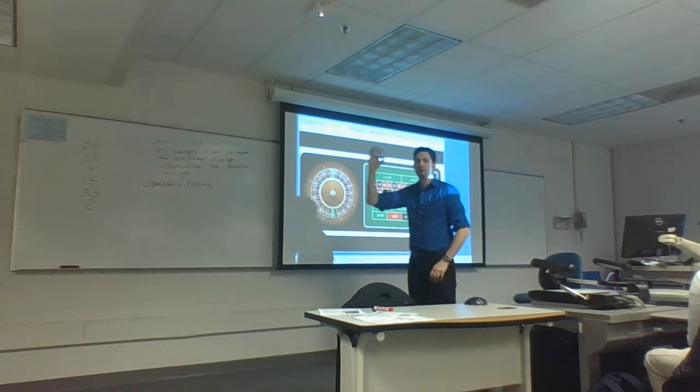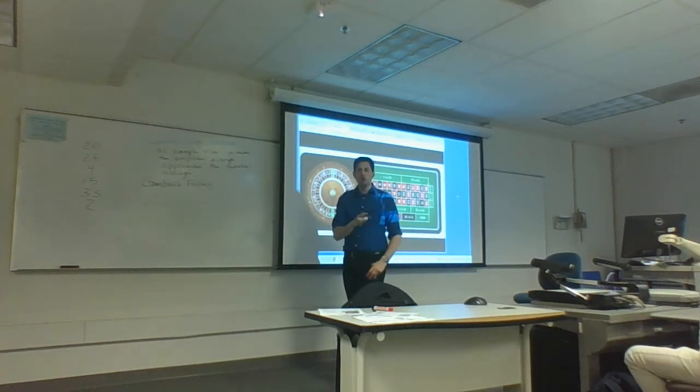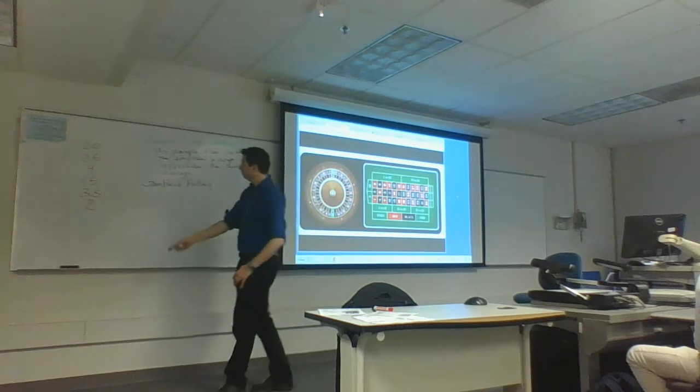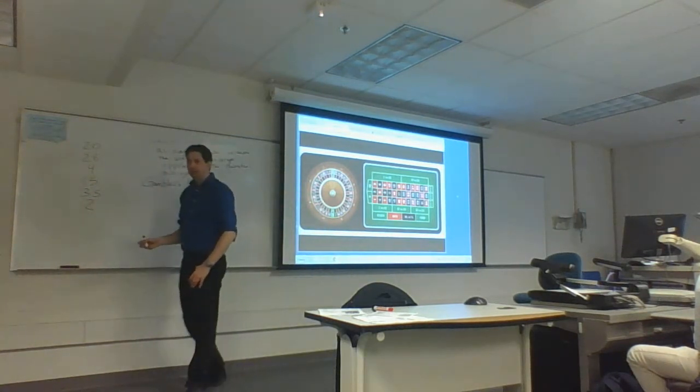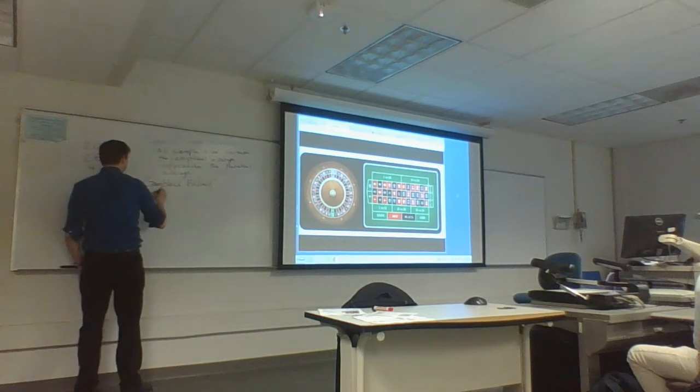So a gambler's fallacy looks at results that are underrepresented, like red hasn't come up in a while, and believes that they are more likely in future independent trials.